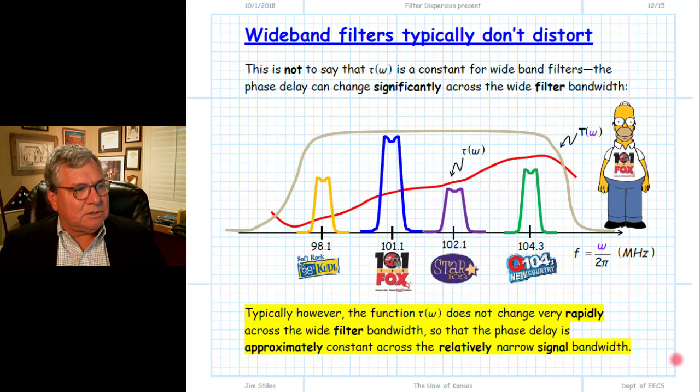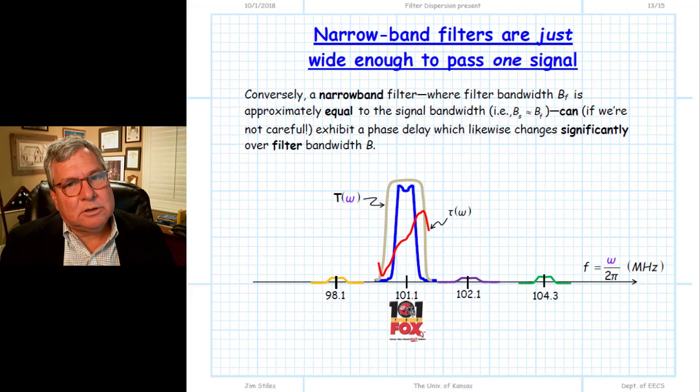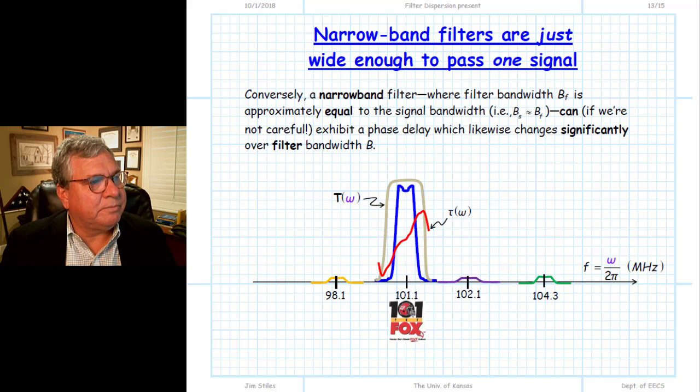The problem with dispersion really comes in when we consider narrowband signals. So let's look at an alternative situation. In this case, we have a bandpass filter again, and the bandpass filter will allow our radio station at 101.1 megahertz to pass through it completely. But in this case, the bandwidth is very narrow.